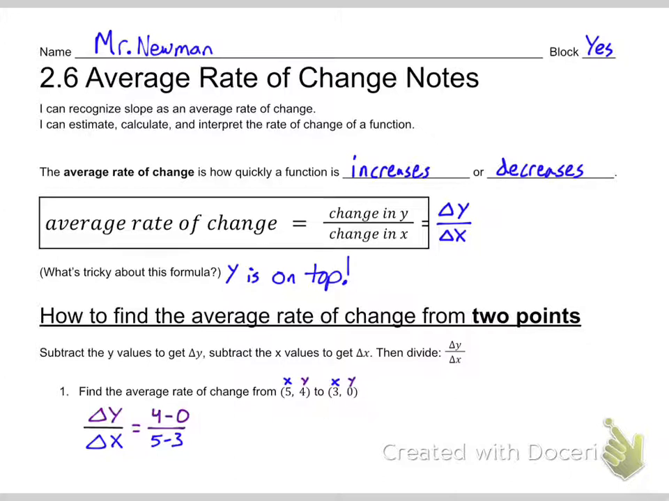Well, from here on out, it's just calculating it. 4 minus 0 is 4, 5 minus 3 is 2, 4 divided by 2 is 2, and you always want to simplify it. That way you simplify your fractions.